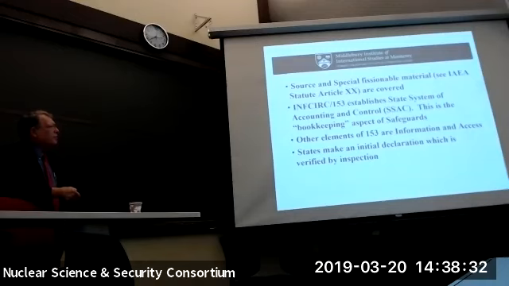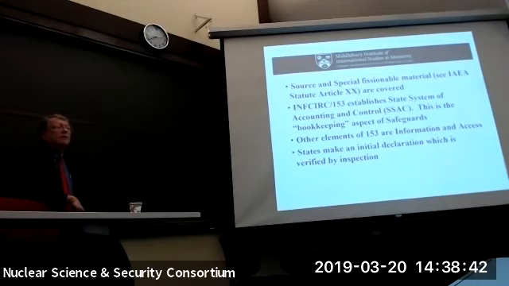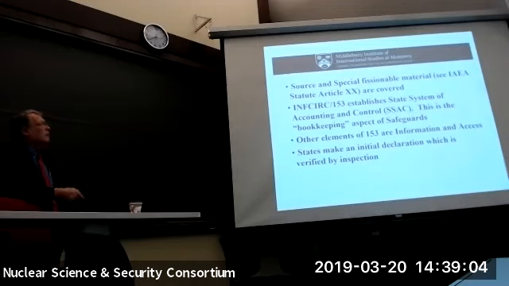Other portions of INFCIRC/153 cover information and access. One of the things that's not well understood is that under any of these safeguards agreements, the non-nuclear weapon state can reject any inspector. Yes. No holds barred. You just say, in the United States, we don't want them. From the UK, we don't want them. We only want people who are incompetent. So send us all your incompetent inspectors. Well, hopefully the IAEA doesn't have too many incompetent inspectors, but this can be a real challenge, particularly with some countries.